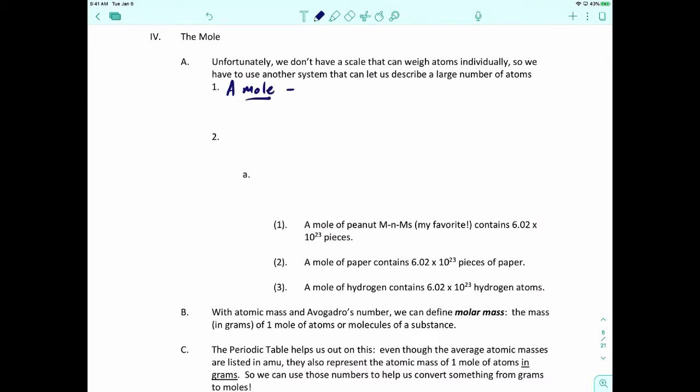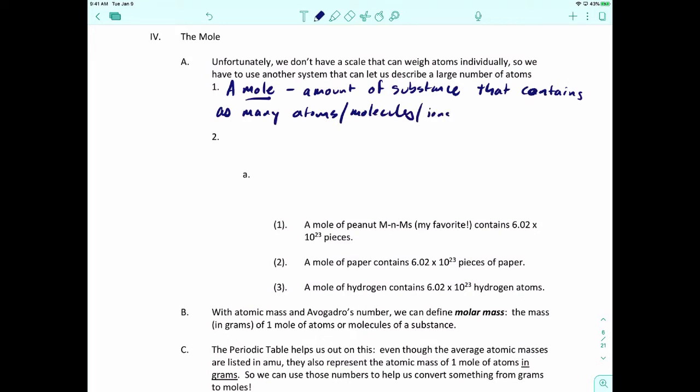All right, so the way that we define a mole is that it's the amount of substance that contains as many atoms or molecules or ions or particles, whatever you want to call it, as there are atoms in 12 grams of carbon-12.